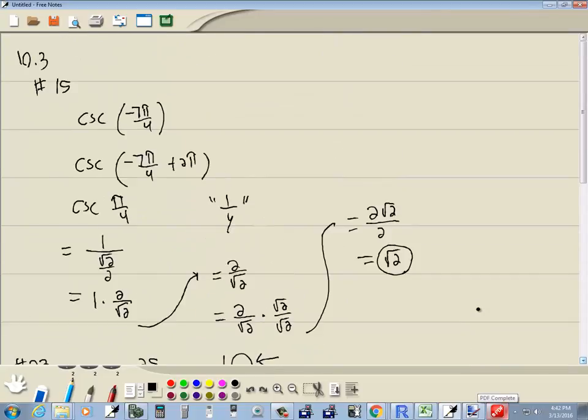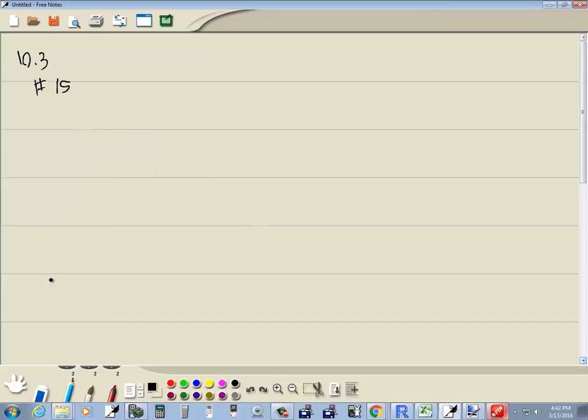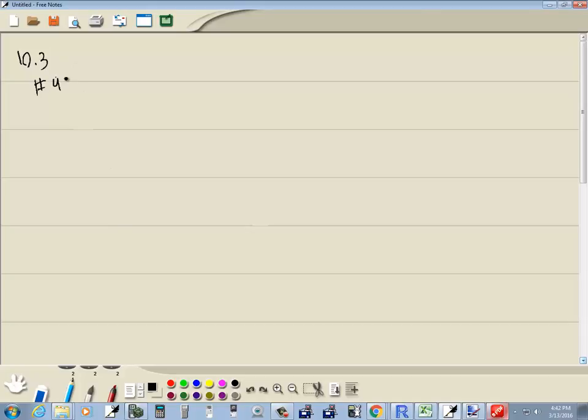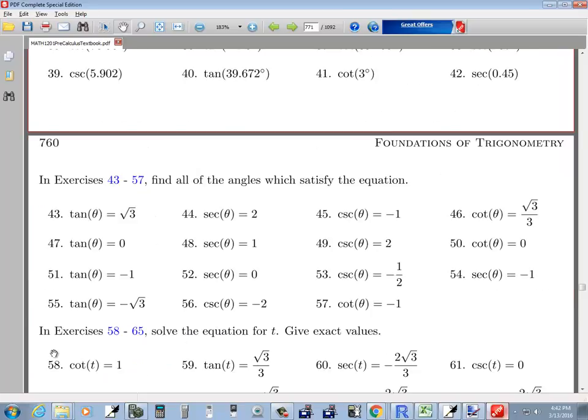So let's look at 45. What was that? Okay, that's 23. Yeah, 45 is the next one. What's 45 say? Find all the angles which satisfy the equation. So 45 says cosecant is equal to -1.